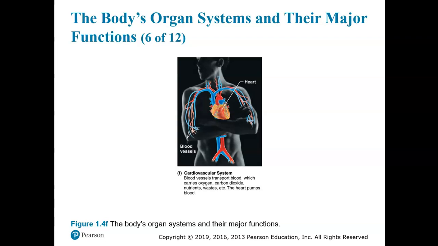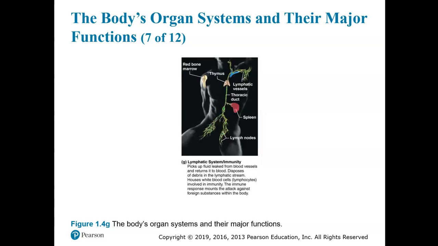Then we have the cardiovascular system, which is the heart and the blood vessels. The lymphatic system is tied in with the immune system. You may have been sick before and you had swelling and pain in your neck or even in your armpits, and sometimes in your groin area. That's where you have collections of lymph nodes that will swell when you have an infection.